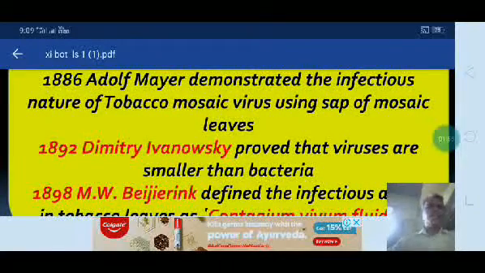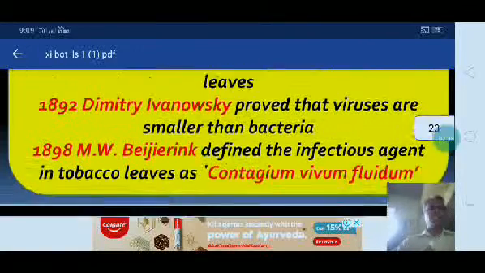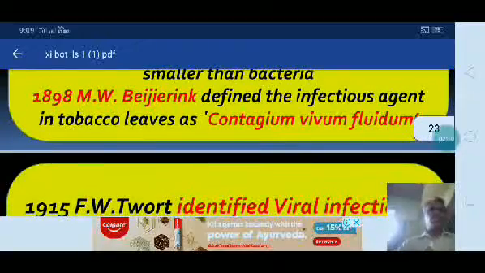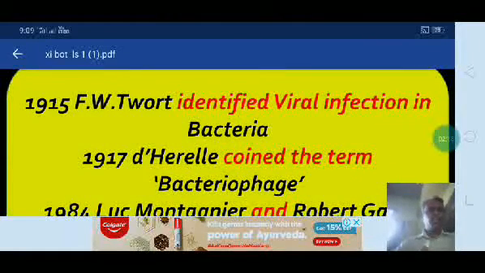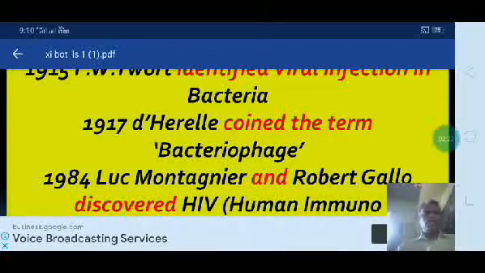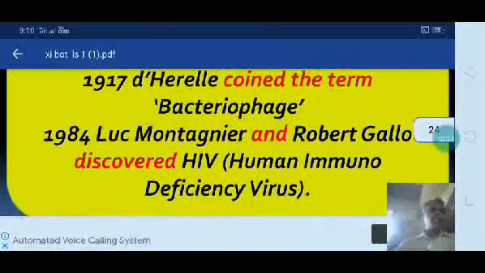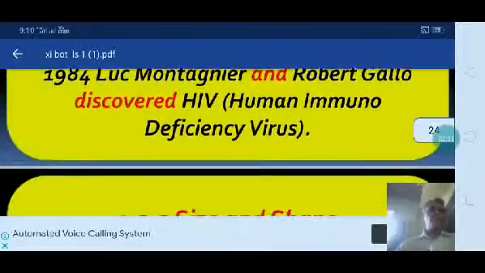And also Dmitri Ivanovsky, whose contribution is very significant, proved that viruses are smaller than bacteria in 1892. Then in 1898, M.W. Beijerinck defined the infectious agent in tobacco leaves as Contagium vivum fluidum. In 1915, F.W. Twort identified viral infection in bacteria, and d'Herelle coined the term bacteriophage in 1917. In 1984, Luc Montagnier and Robert Gallo discovered the HIV, human immunodeficiency virus.